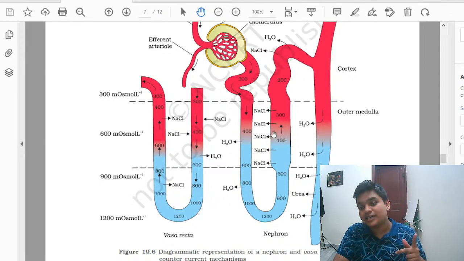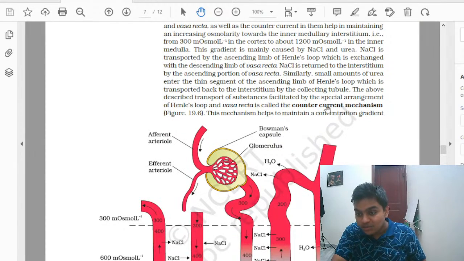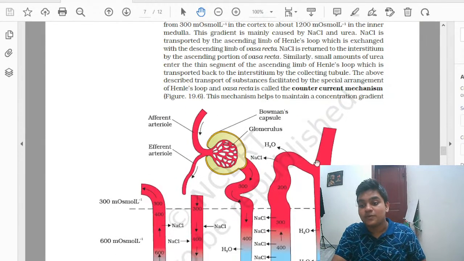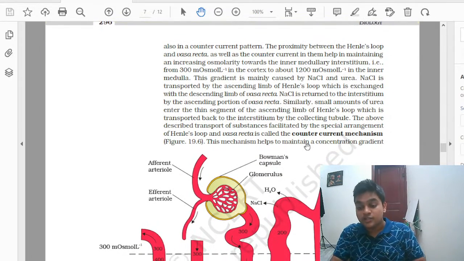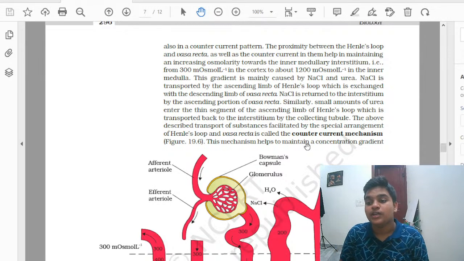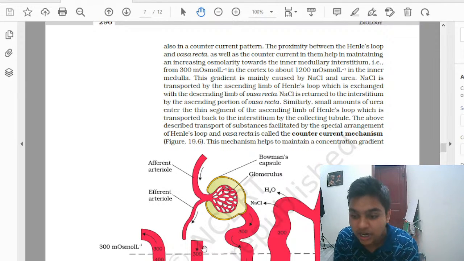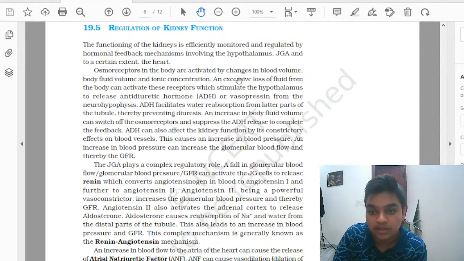It is being secreted into the ascending limb, and this is how the countercurrent mechanism is being maintained, in order to maintain the increasing osmolarity towards the inner medullary interstitium. Okay, I hope it is very clear till now. If you have any doubt, please let me know in the chat box now.